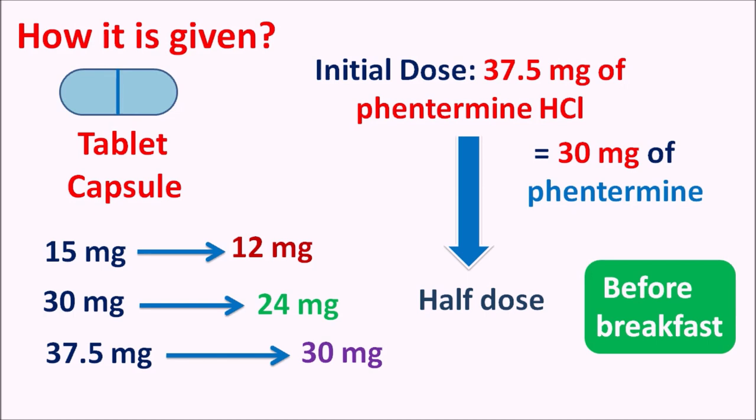In many of the patients, it is initiated at a 37.5 mg dose of its salt form. But in some of the patients, the dose can be reduced to half based on the patient conditions. And this drug should preferably be given before the breakfast, particularly 1 or 2 hours before the breakfast. This drug should be taken. So that's about this drug, phentermine.